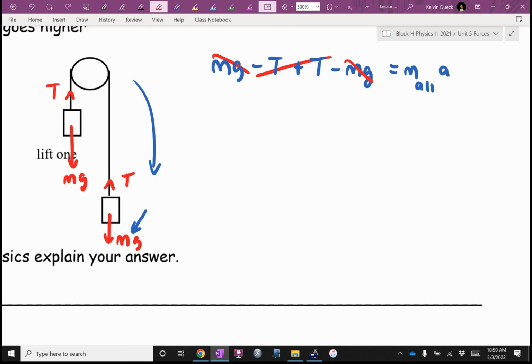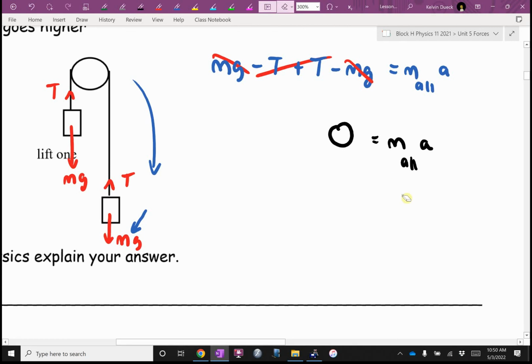If everything cancels, what number is left behind? Okay, we have this: 0 equals M all A. If you multiply two numbers together and you get 0 as an answer, one of them has to be 0. In fact, you learn that in your quadratic unit in math. It's called the zero principle. One of them has to be 0.